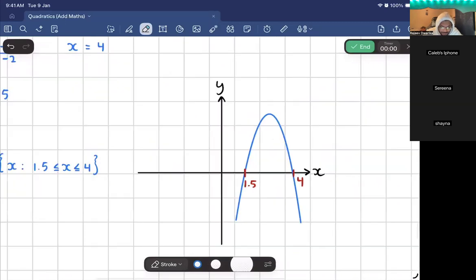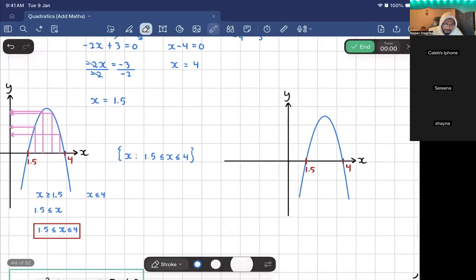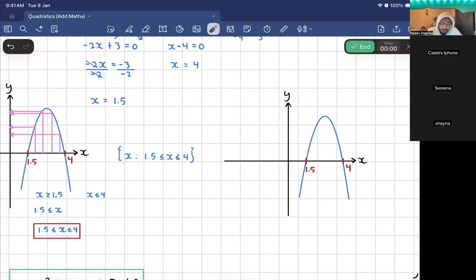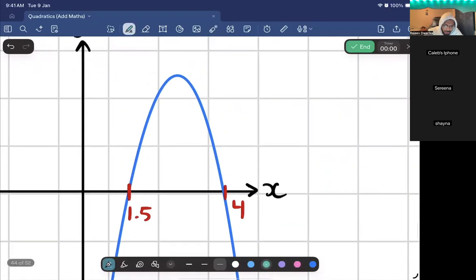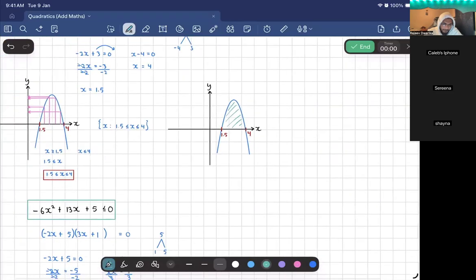Right? So Serena, in this example, I found that my solution would be in between 1.5 and 4, yeah? Yes, sir. So I would shade everything inside then. I would shade everywhere inside because my answer is in between that range. That makes sense? Yes, sir.